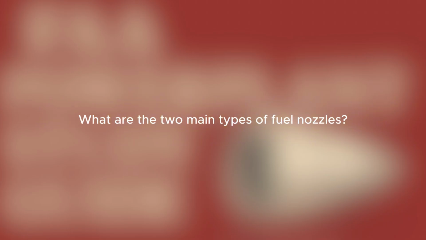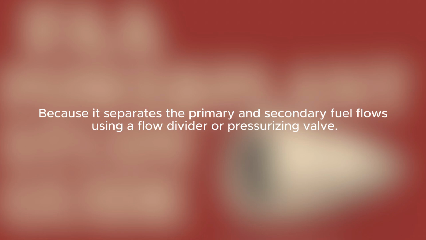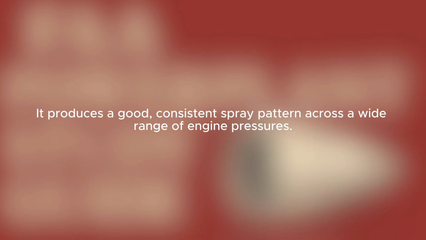What are the two main types of fuel nozzles? Simplex and duplex nozzles. Why does a duplex nozzle need a dual fuel manifold? Because it separates the primary and secondary fuel flows using a flow divider or pressurizing valve. What's the advantage of a duplex nozzle? It produces a good, consistent spray pattern across a wide range of engine pressures.